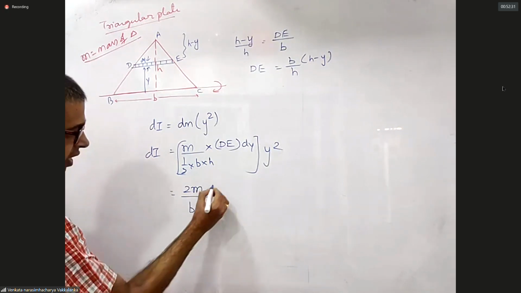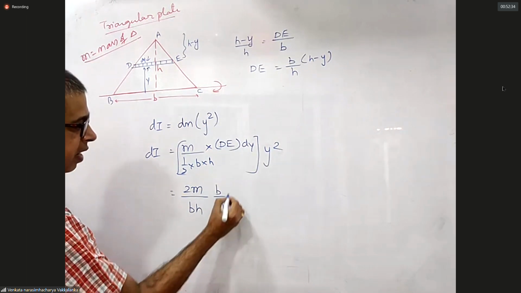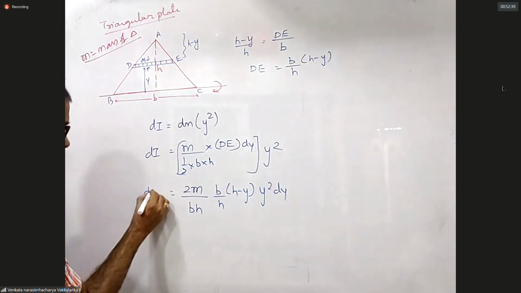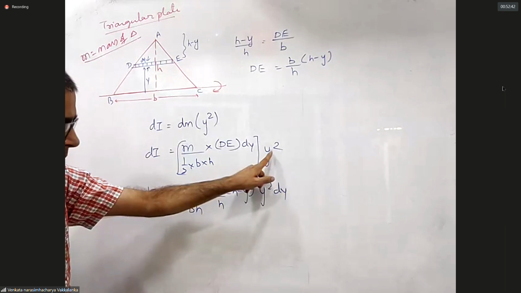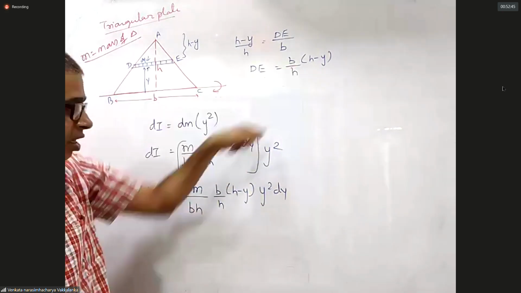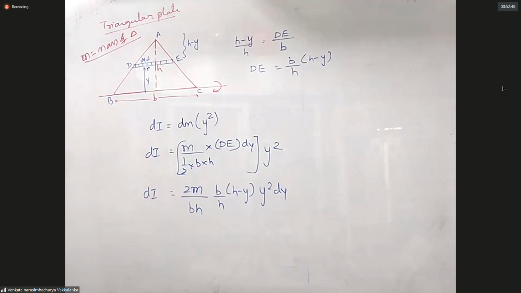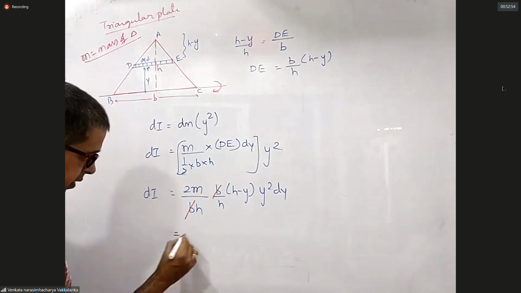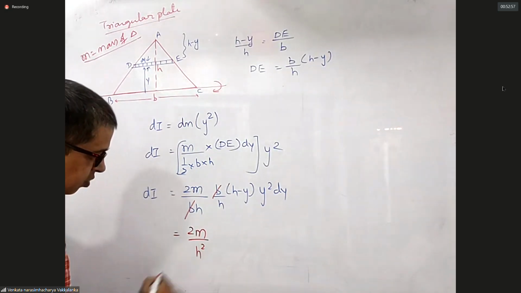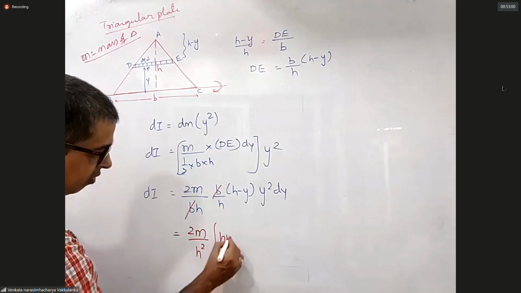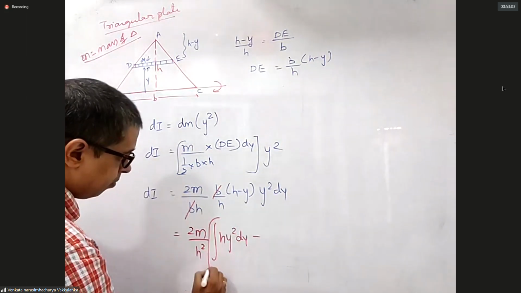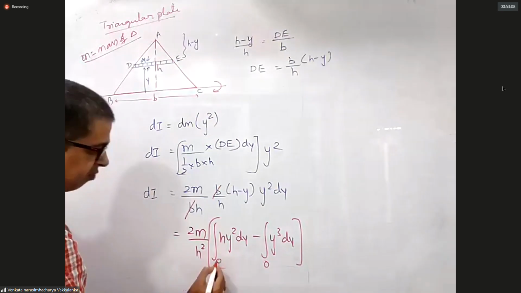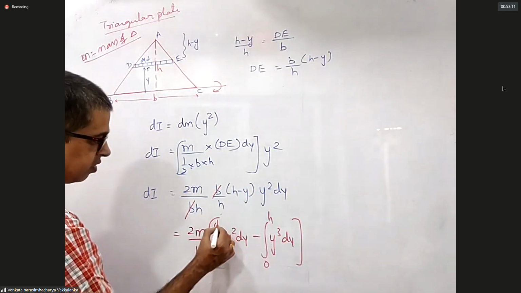2m by bh, DE is b by h into h minus y, into y square dy is dI. This dy I kept as it is, this y square I kept as it is, DE I substituted from here, and then b and b are getting cancelled. So sweet. 2m by h square, integral of hy square dy minus integral of y cube dy. Least value of y is 0, maximum value of y is h.